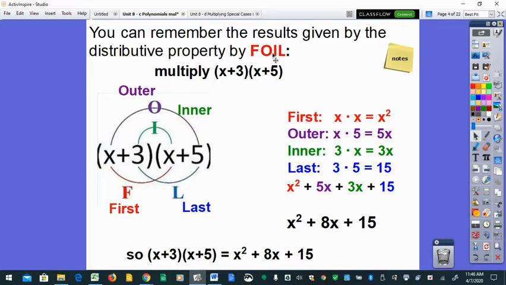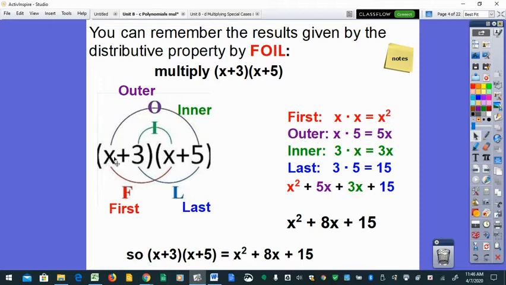And FOIL stands for first, outer, inner, last. So we're multiplying these 2 binomials, and the first term in this binomial is an x, and the first term in this one is an x, and x times x is x squared. I'm now going to go to the outer.